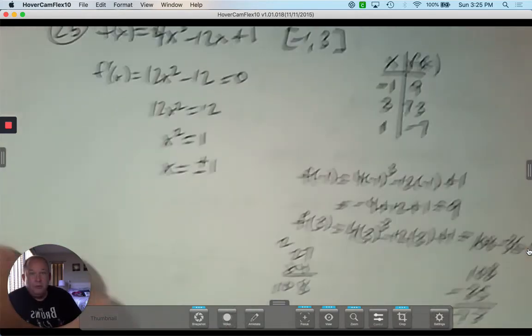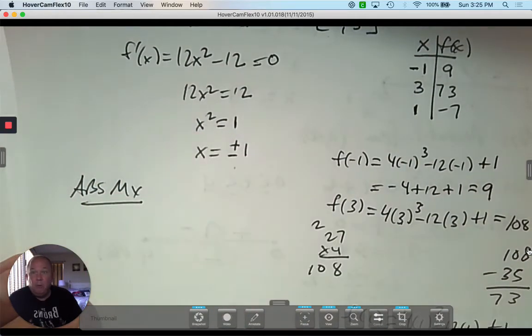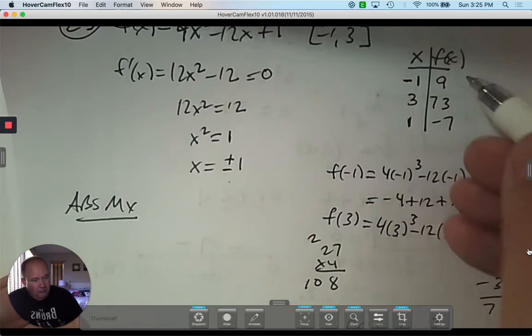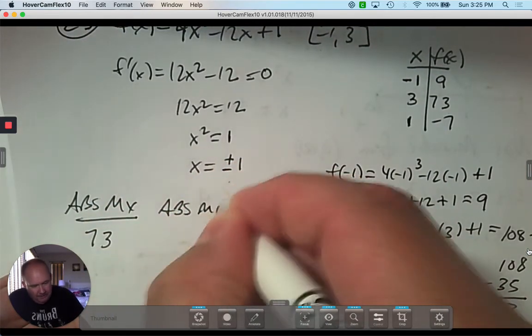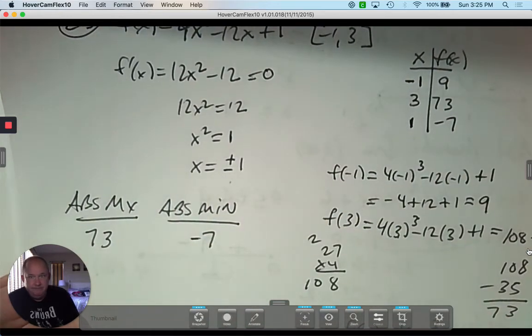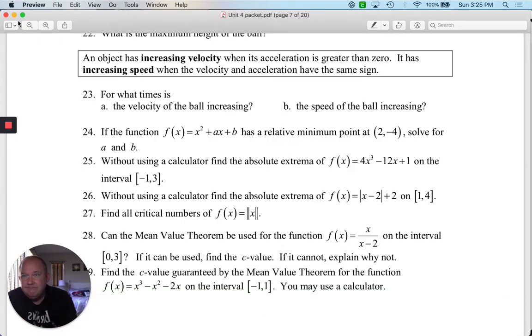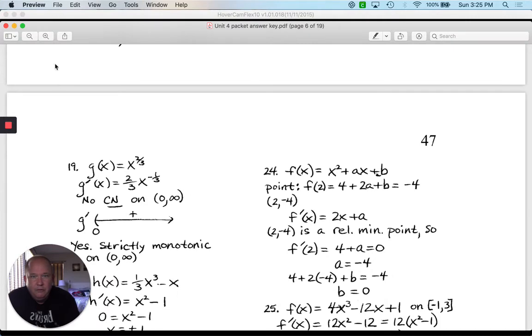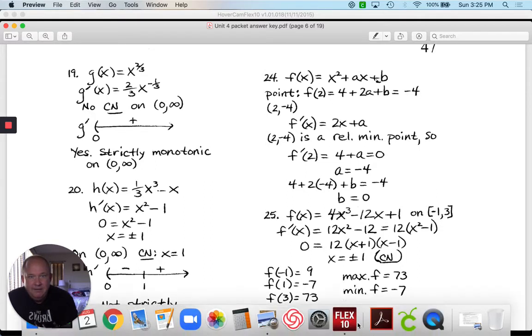All right, so the question is the absolute extrema. So if I ask you for the absolute maximum value, I'm only looking for the y-coordinate. So the y-coordinate I get for the maximum is 73. And for the minimum, the least y value, I get -7. Can we check to see if I did that one right? So again, that's number 25. So we had 73 and -7. Perfect. All right, next one. We're almost done.